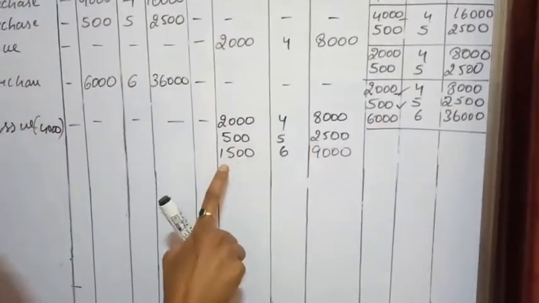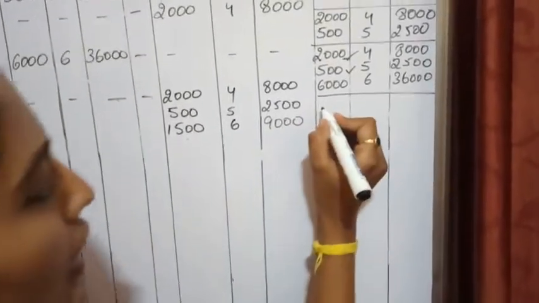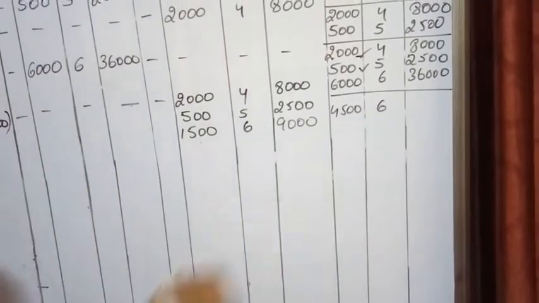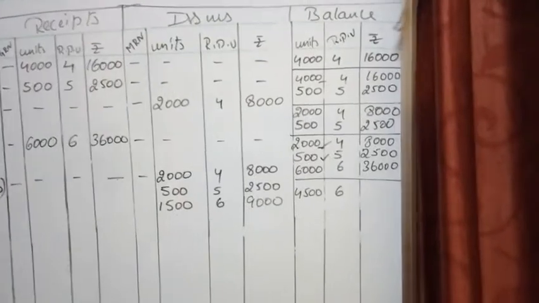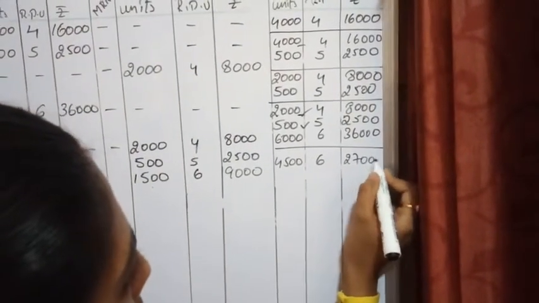So the leftover is 6000. In this also I have given 1500. So what is the leftover? The leftover is 4500. So 4500 multiplied by 6, I will be getting 27,000.